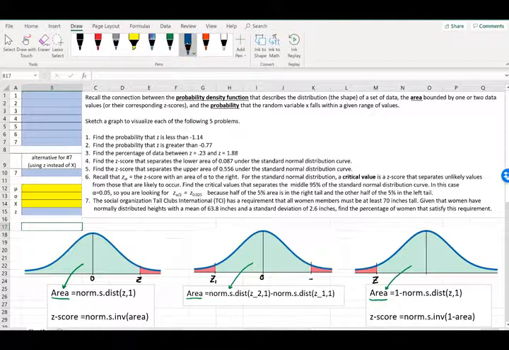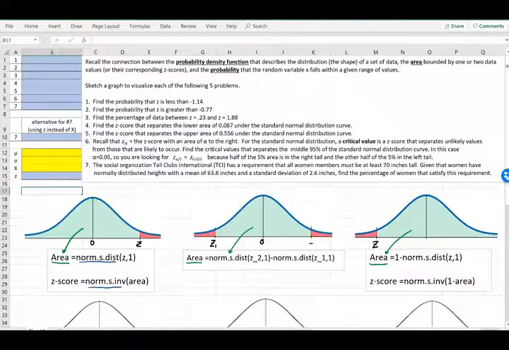There's the normal distribution function and there's the normal inverse function. Now the difference between these two is that the normal distribution function will give you area if you know a z-score, and the inverse function does the opposite. It gives you the z-score if you know the area.